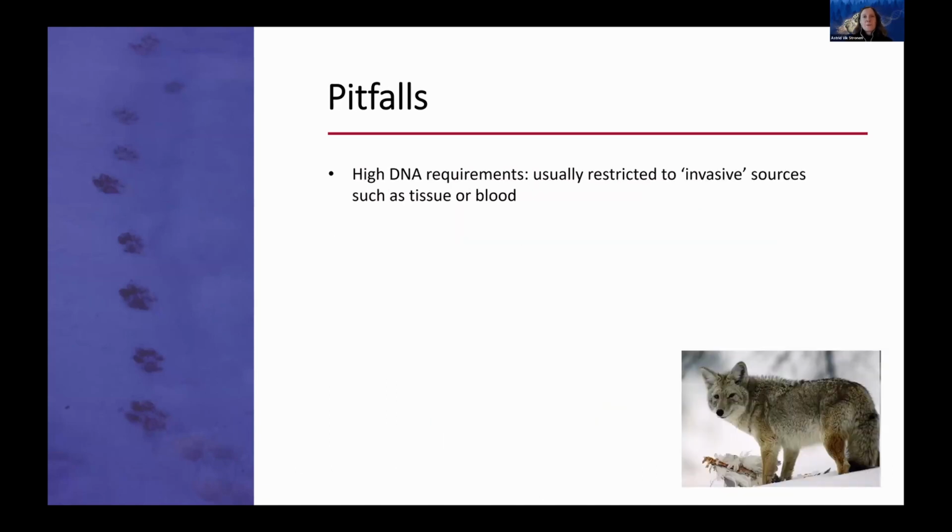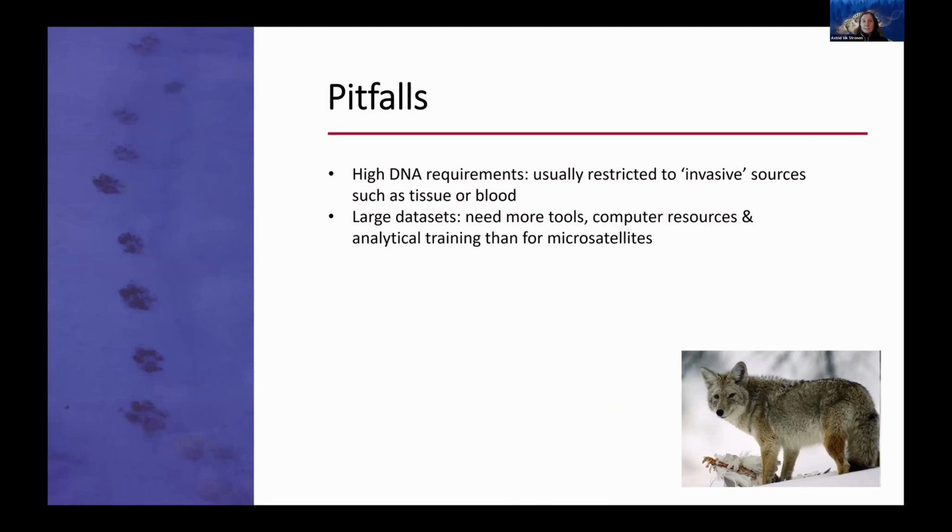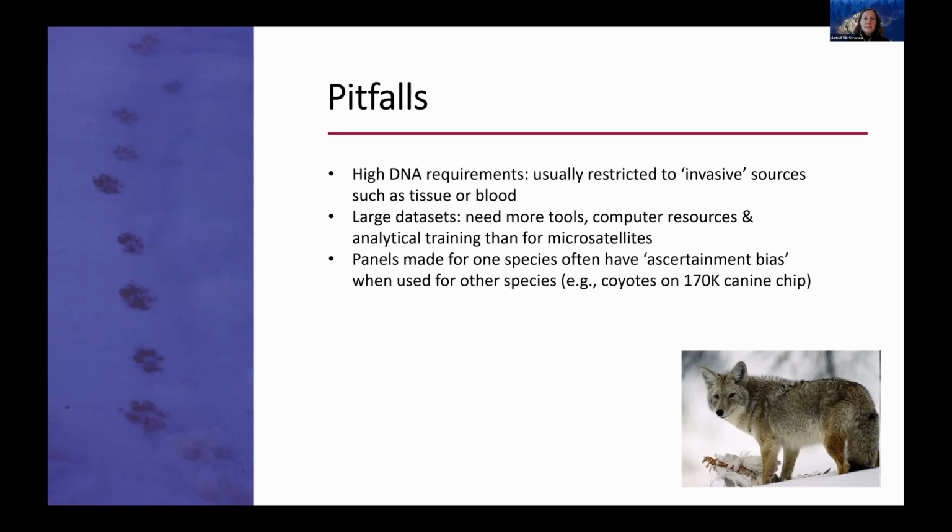There are also some pitfalls to mention because we need high quality DNA. This means that such analyses are usually limited to invasive sources such as tissue and blood. And these large data sets have many advantages, but there is also the issue that you then need more tools, computer power, and analytical training than you would for a smaller number of microsatellite markers. And importantly, panels made for one species may have a bias when used for other species.